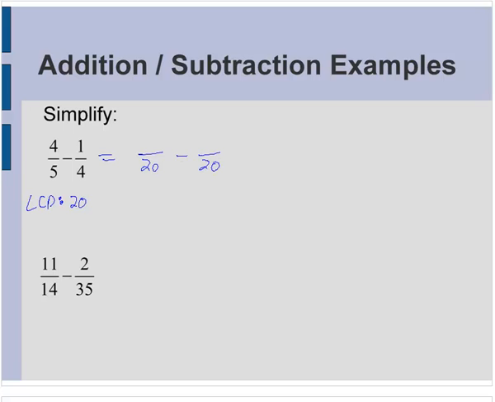We ask ourselves 5 times what number gives 20? 5 times 4 is 20, and we build up that numerator with the same value. 4 times 4 is 16. 4 times 5 is 20, and 1 times 5 is 5. So now continuing with the subtraction, we have 16 minus 5, 11 over 20. We check to see if this can be reduced, and it cannot, so we are done with this exercise.